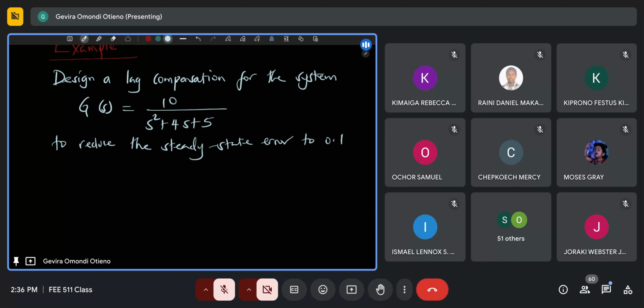Okay. So first of all, we have been asked to reduce the steady state error. You should ask yourself, what is the steady state error of our system before, because this is what is expected of us. Meaning, if we check the steady state error of this system, it should be higher than 0.1, because the essence of a lag compensator is to reduce the steady state error. So it means that currently our system does not exhibit a 0.1 steady state error. It must be a value that is higher.